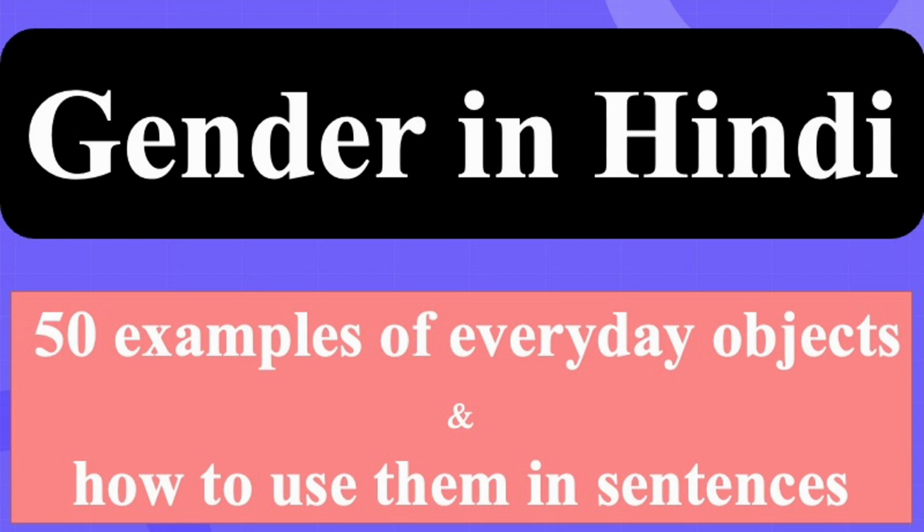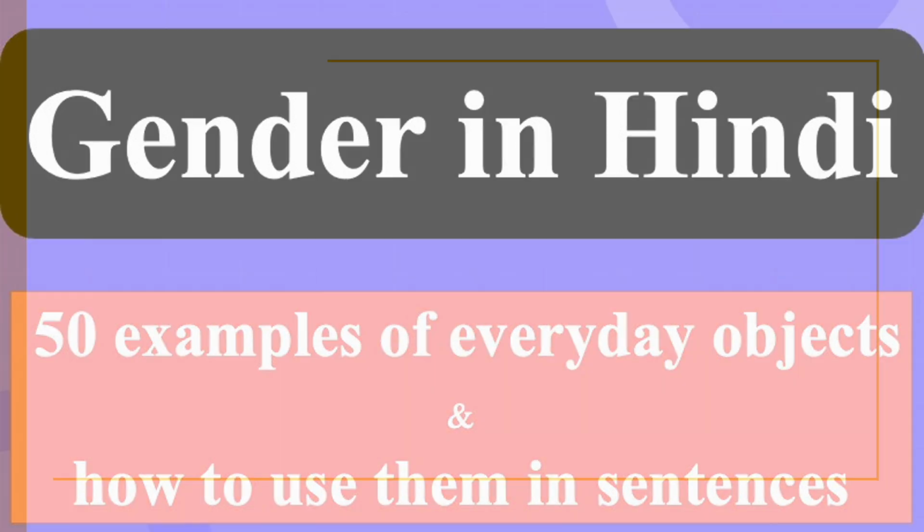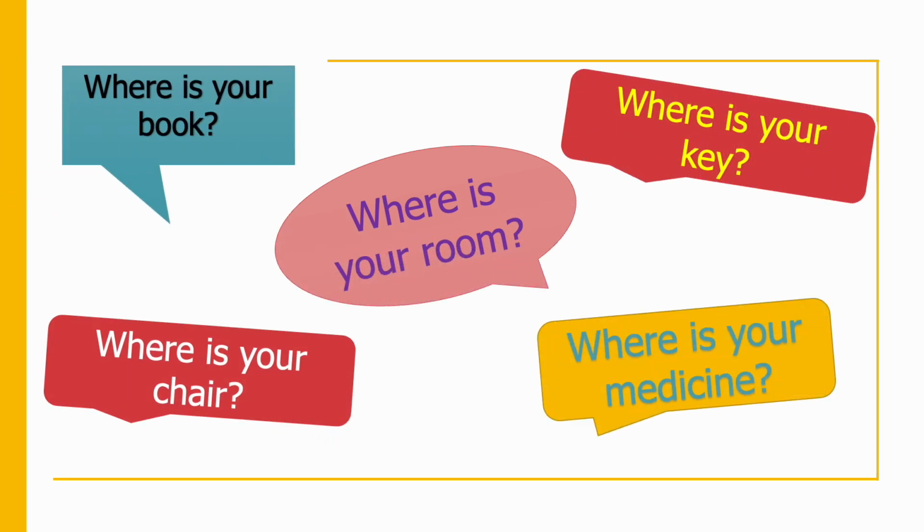The good thing is that the gender of the things are fixed. So chai is always feminine, ghar is always masculine. So once you learn them, you can use them in any sentences and the gender stays the same. The link for this video is in the description so that you can take examples from this video and make different questions for your practice. The more you practice, the more comfortable you will feel remembering the gender of any particular object. So you can make sentences like, where is your chair? Where is your room? Where is your key? And so on and so forth.